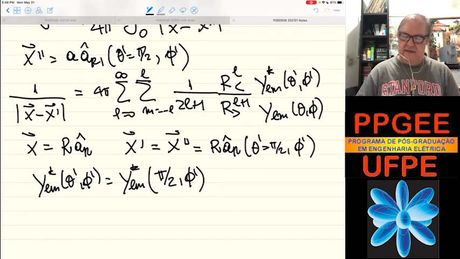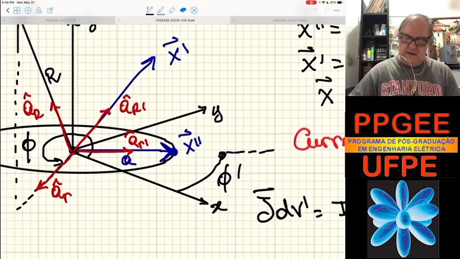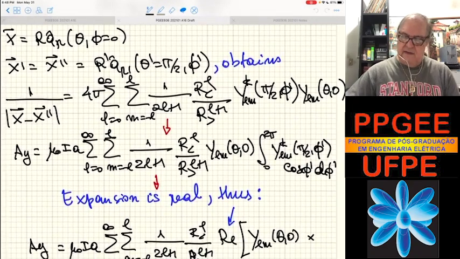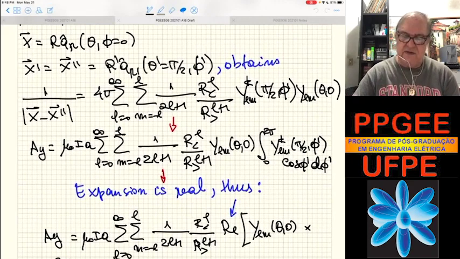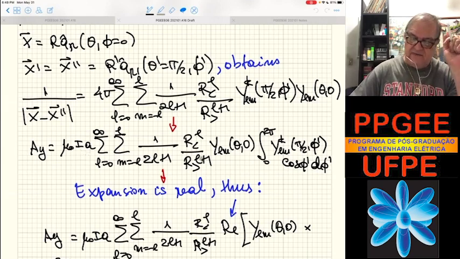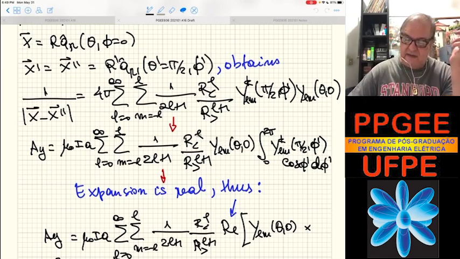Right? So we have those considerations, and these results. The expansion of the inverse function is going to be this expansion with YLM conjugate calculated at pi over 2. If you plug that into the integral, we have this whole set of terms. Everything that doesn't depend on phi goes out of the integral.